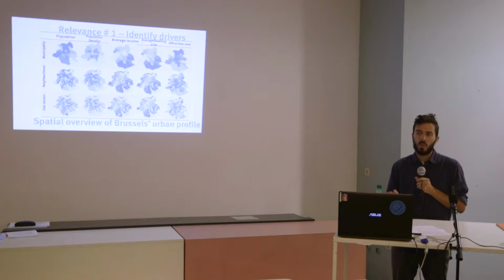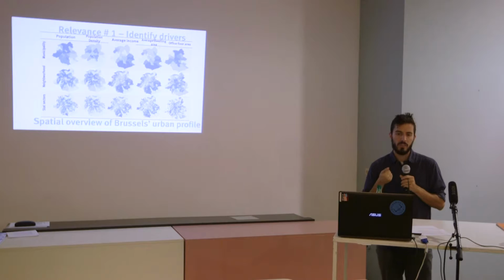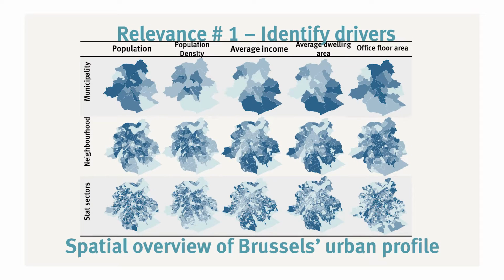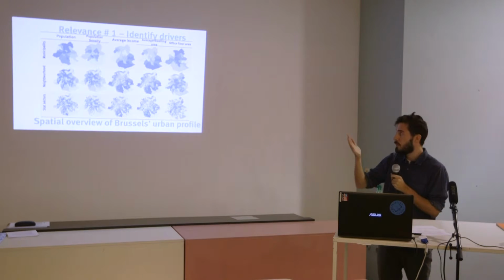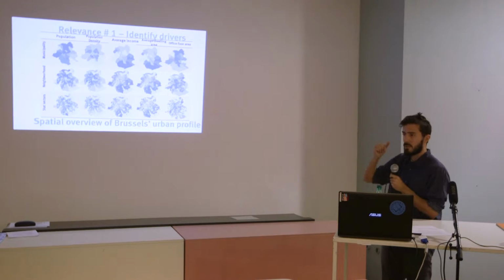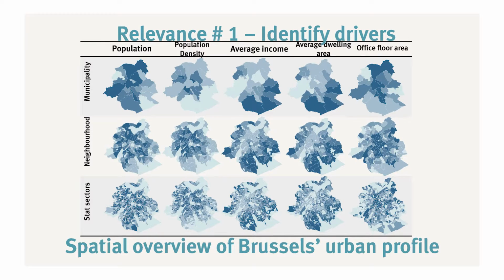Now, that's again a way to understand Brussels. These are 5 urban indicators of Brussels: population on the left, population density, average income, average dwelling area, and office space. So what do we understand with this? There are 2 very important things that you can see here. First of all, if we look at the municipality, so the top row over here, you can see that there is no big relationship between, let's say, population and average income, or with office space. There doesn't seem to be something, and it's the same for all of the scales.